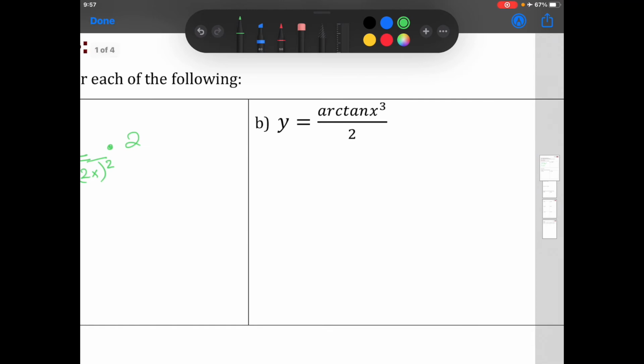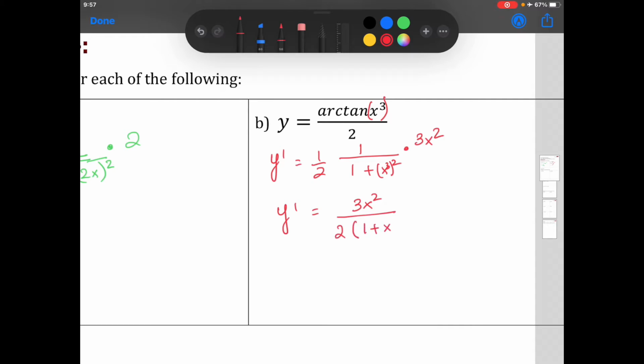The second one is arctan of x cubed over 2, so we are taking the derivative of it. Remember, the 1/2 is outside, so I can pull it out. The derivative of arctan is 1 over 1 plus whatever is on the inside squared, times the derivative of the inside, which is 3x squared. I can clean this up a little and I get 3x squared over 2 times 1 plus x to the 6th.